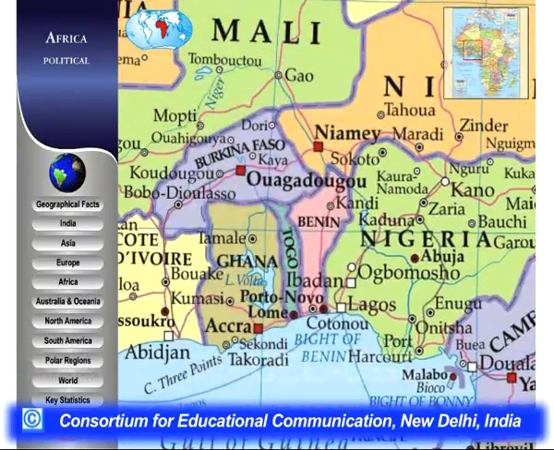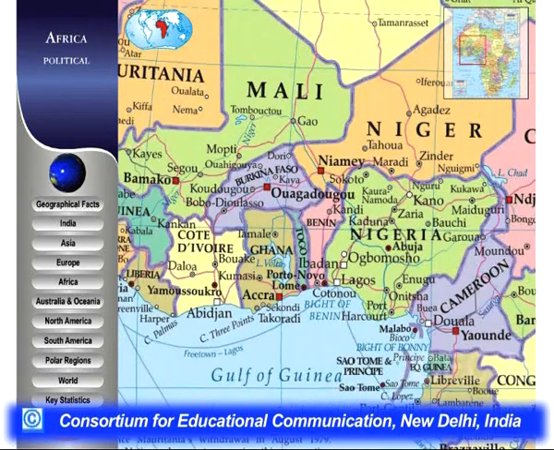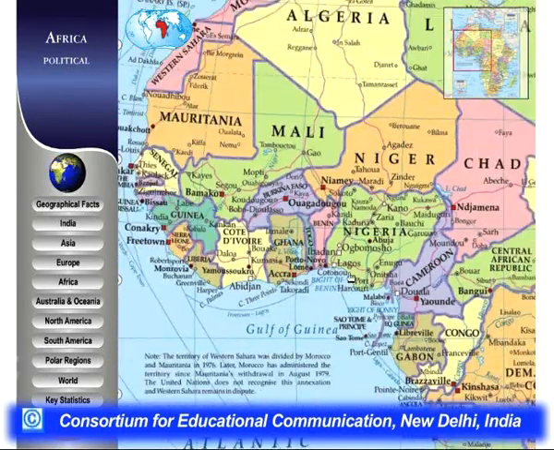Friends, these countries which are along the west coast of the Africa continent, this coast is called Guinea, and the water body is known as the Gulf of Guinea. So these countries were earlier called Upper Guinea, Lower Guinea, now divided.